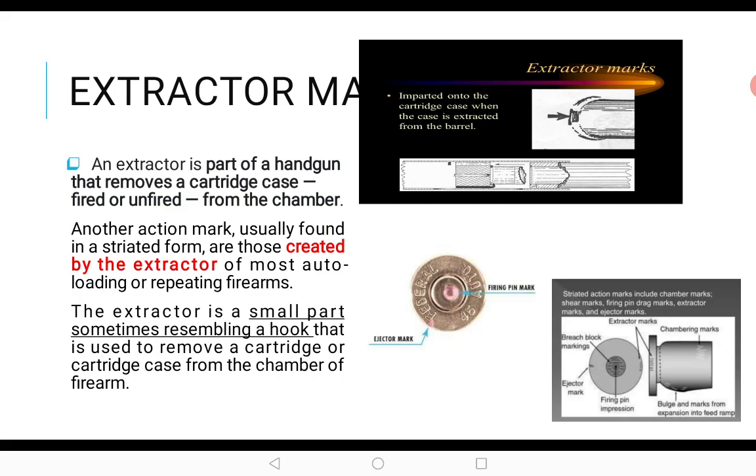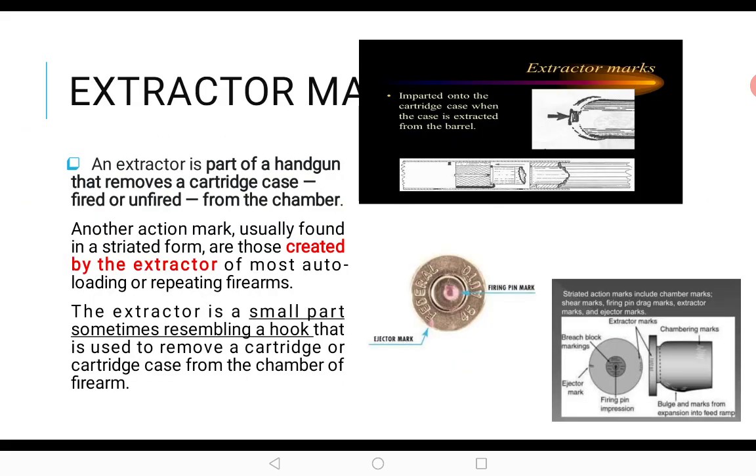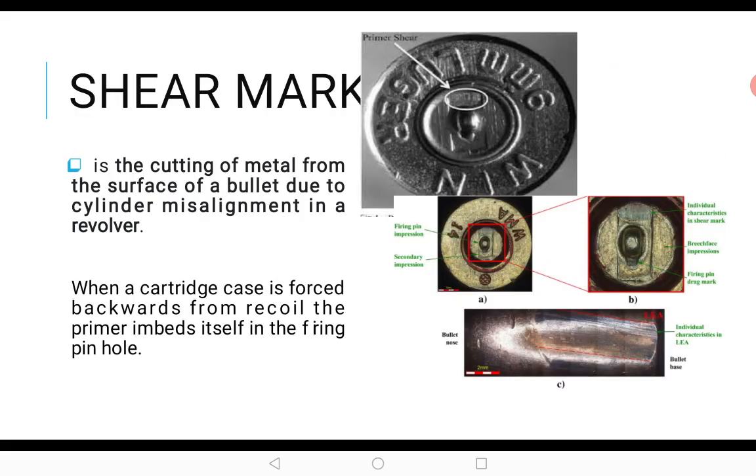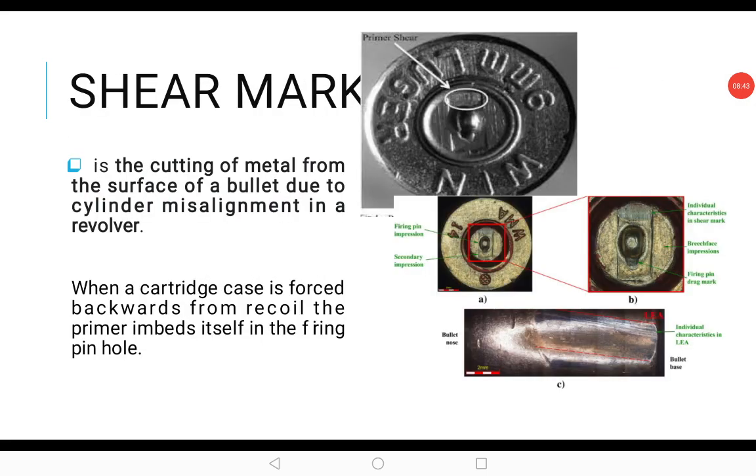All right, next we have here the shear mark. Shear mark. So, what is shear mark? Shear mark, that is the cutting of metal from the surface of a bullet due to cylinder misalignment in a revolver. So when a cartridge case is forced backwards from recoil, the primer embeds itself in the firing pin hole.